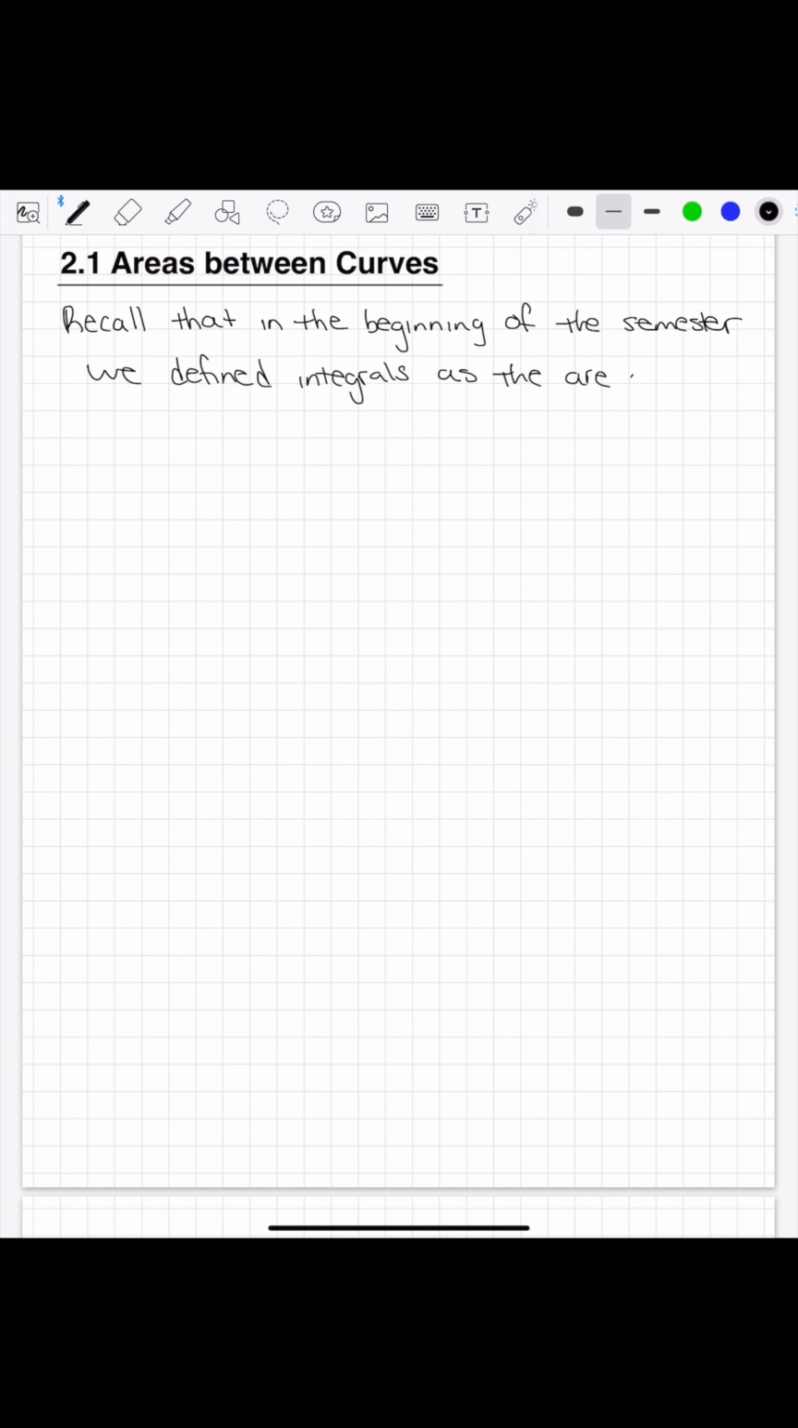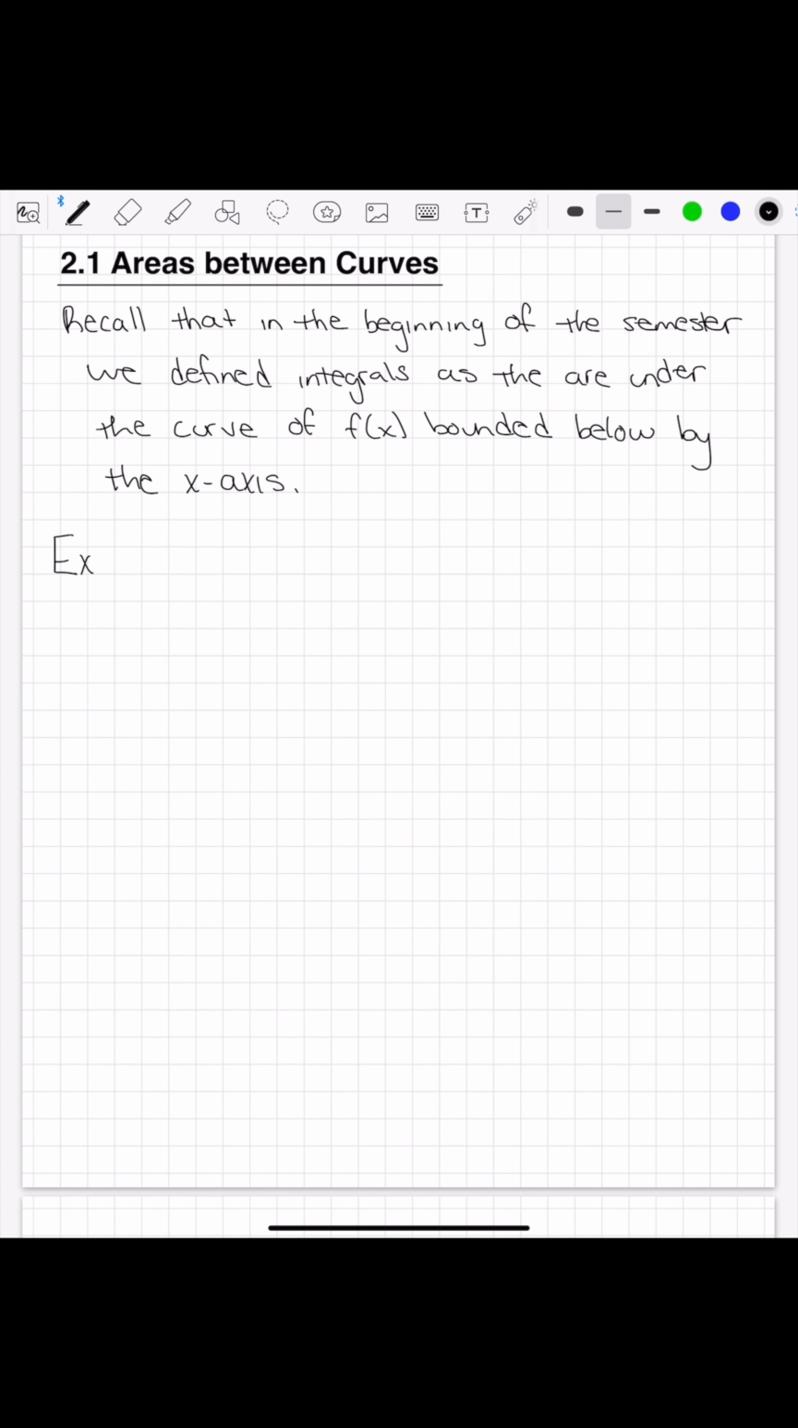So remember, recall that in the beginning of the semester, the first way that we defined integrals was as the area under the curve of f of x bounded below by the x-axis.